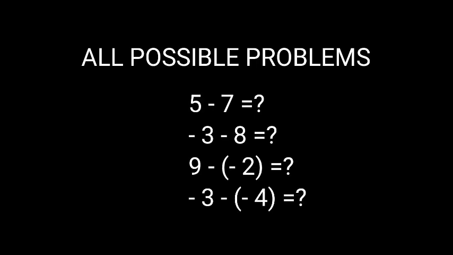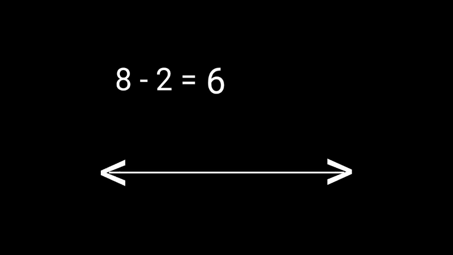In this video, you will learn how to subtract integers with all possible problems. Let's start with case 1: subtracting two positive integers. Here's the problem, 8 minus 2. We can easily subtract this mentally, the answer is 6. But to grasp the idea, let's look at how it works on the number line.